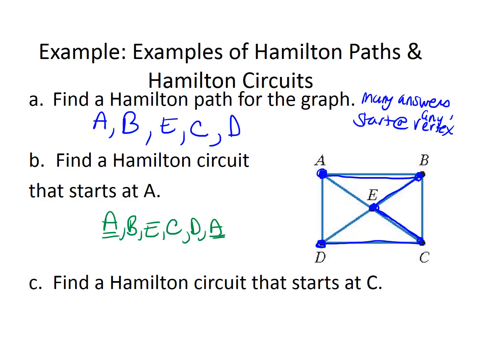Find a Hamilton circuit that starts with vertex C. A circuit, so we want to start at C and end at C, and again, there's a bunch of different possibilities here. C, D, E, A, B, C is one possibility.